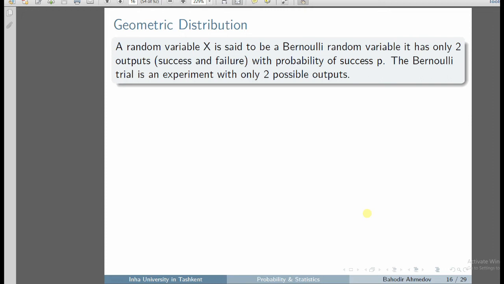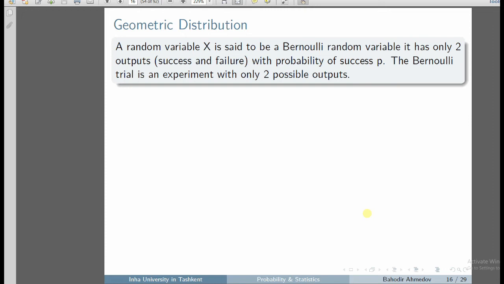Okay, so let's say you play the game where you hit the penalty, and you continue hitting the penalty until you get the goal. Or you toss the coin and you keep tossing the coin until you get heads. Or you take courses until you get the A+. If you don't get the A+, you never leave the university. Or you take this course until you do not fail this course.